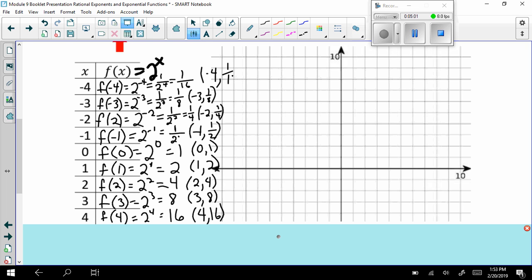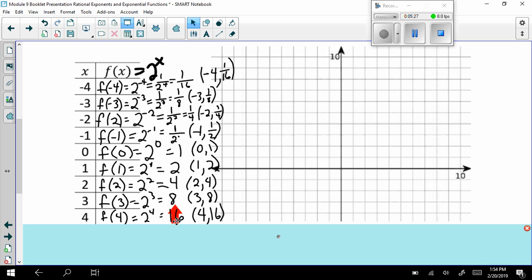Now, I want to point out a few things before we start graphing. So the first thing I want you to notice as I go down the table here, starting here because it's easiest to see, notice that I'm multiplying by 2. 1 times 2 is 2. 2 times 2 is 4. 4 times 2 is 8. 8 times 2 is 16. So I'm multiplying by 2 each time.